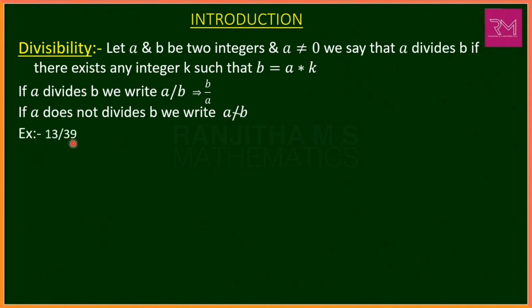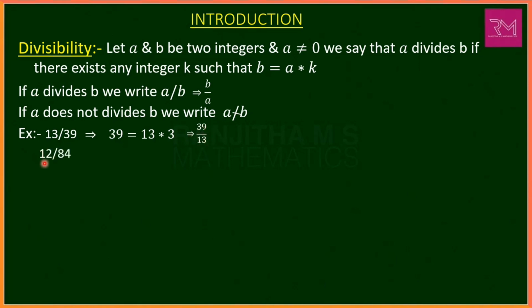Let us take some examples. Here 13 divides 39. We can say 13 divides 39 because we can write it in the form b is equal to a into k. 39 is equal to 13 into 3, and here 3 is an integer. So we can write 39 in the form of 13 into some integer, so 13 divides 39. Here 13 divides 39 is the same as 39 divided by 13.